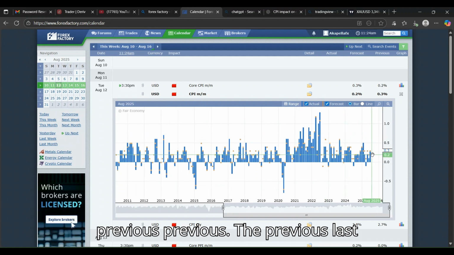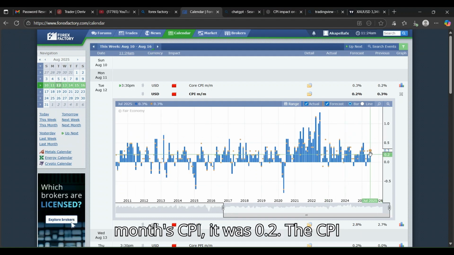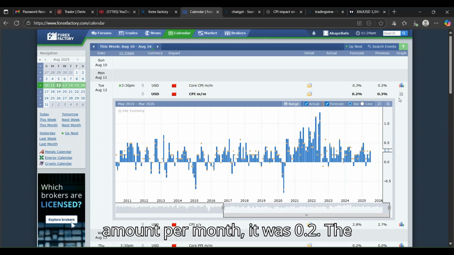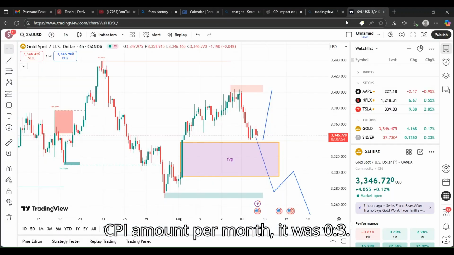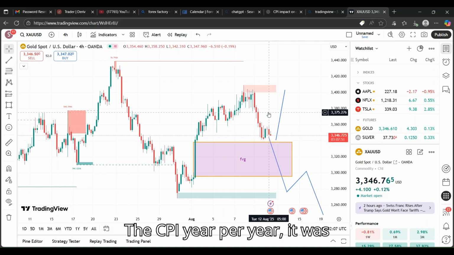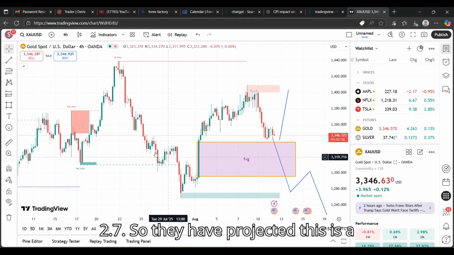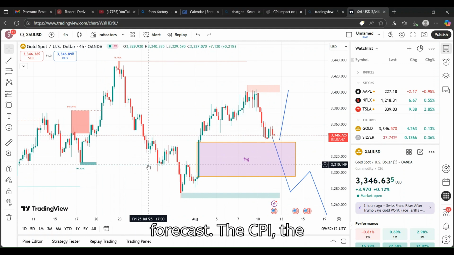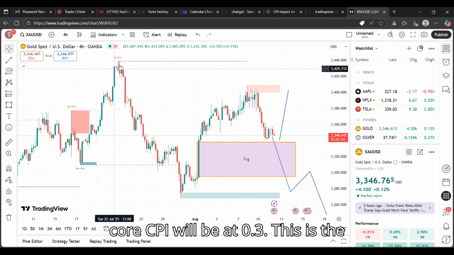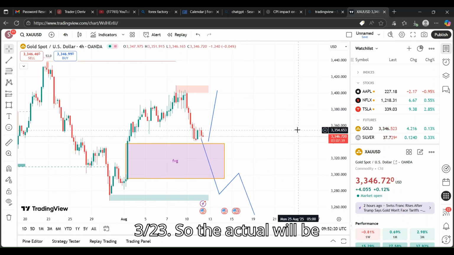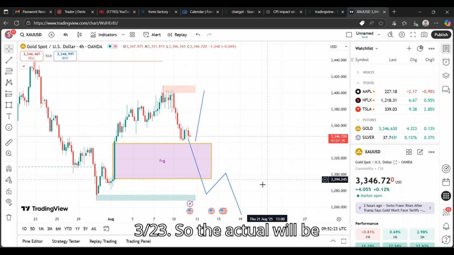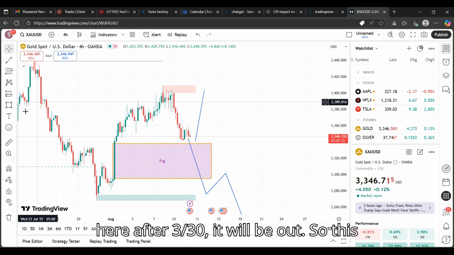The previous, last month's CPI, was 0.2. The CPI month per month was 0.2. The core CPI month per month was 0.3. The CPI year per year was 2.7. So they have projected this as a forecast. The core CPI will be at 0.3. This is the forecast and not the actual news. The actual will be out after 3:30.